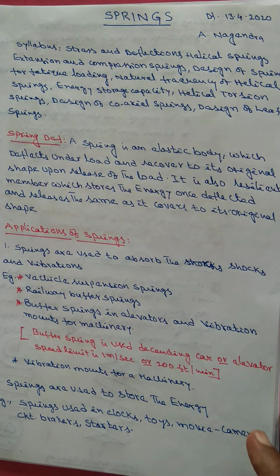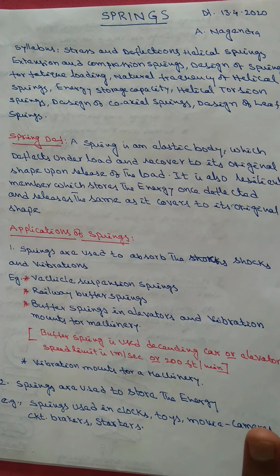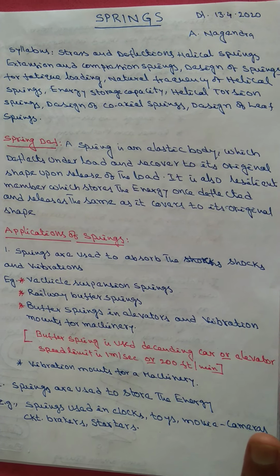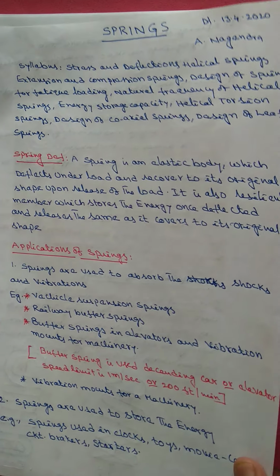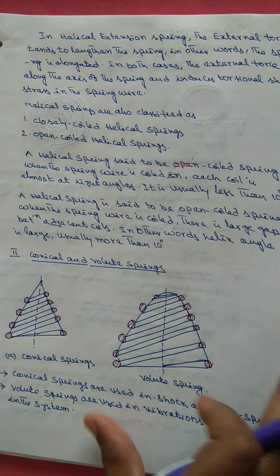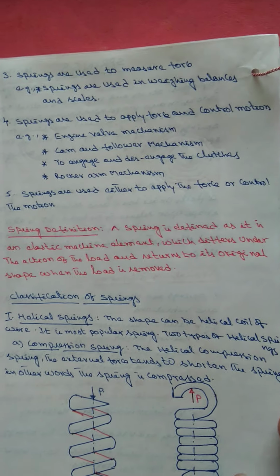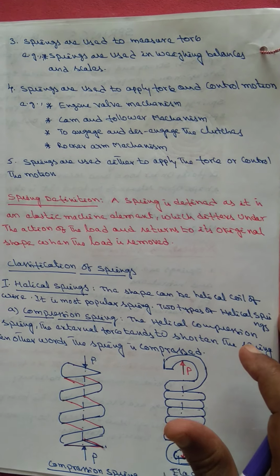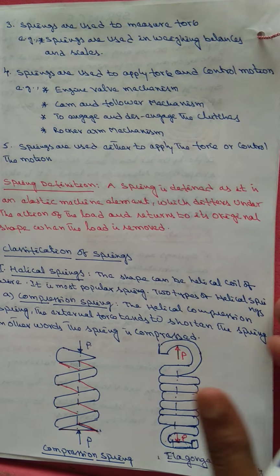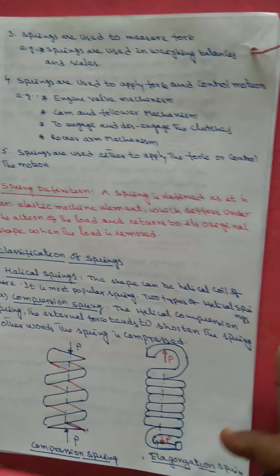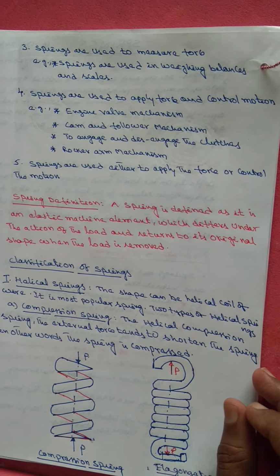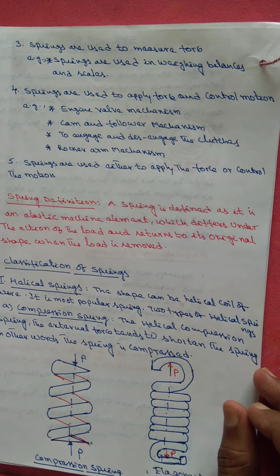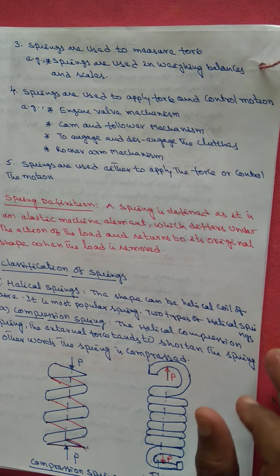And springs are used to store energy. The best examples are clocks, toys, movie makers, circuit breakers, and starters in IC engines. Third, springs are used to measure force. We use spring scales to measure force. And the fourth one is that springs are used to apply force and control motion.